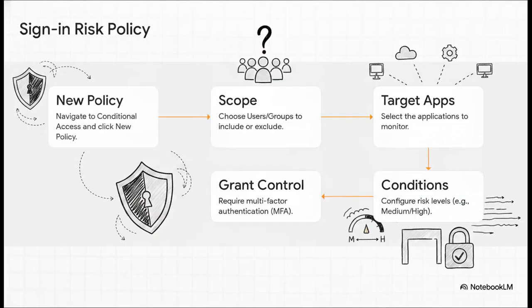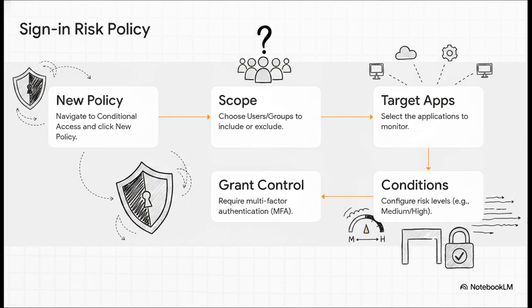Let's move on and see how this builds when you're actually sitting at the Azure portal. Here is your exact click path for creating a sign-in risk policy. First, you navigate through security, down to conditional access, and hit New Policy. Second, you define your scope by carefully choosing your users or groups. Third, you select your target apps. Fourth, under Conditions, you slide that toggle to configure your risk levels. Usually you're setting this to medium and high.